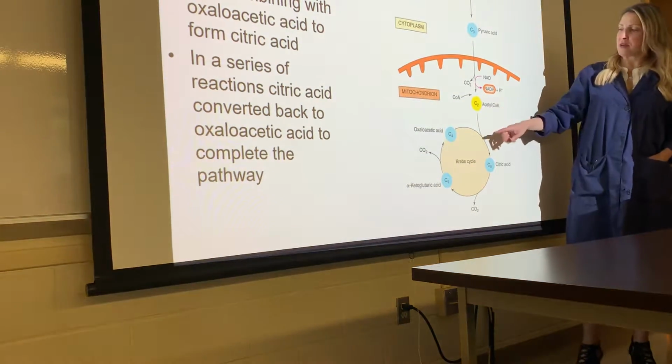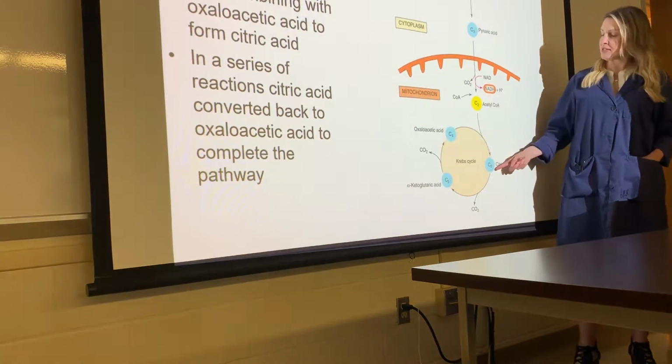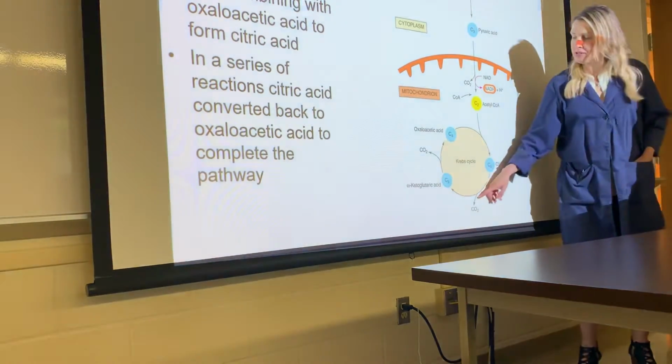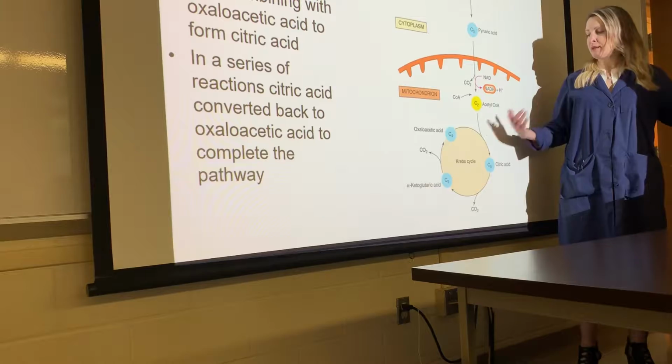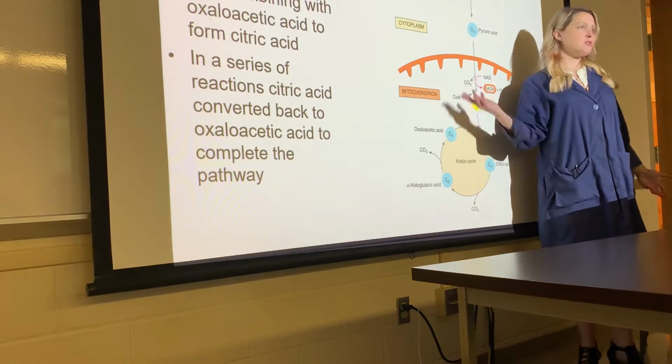So we have 2 carbons, we have 4 carbon oxaloacetic acid that combines with it. Now we have a 6 carbon molecule of citric acid that's produced. And then there's a series of other reactions because it's a metabolic pathway. And ultimately we end up with what we started with, which is why it's a cycle.